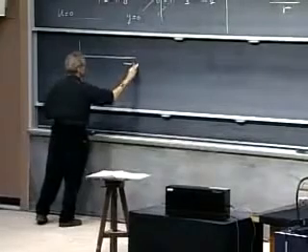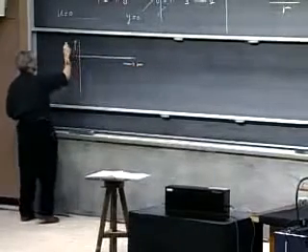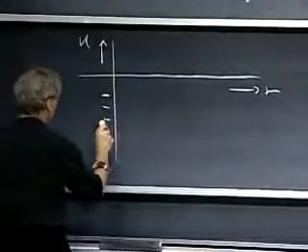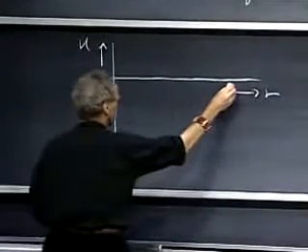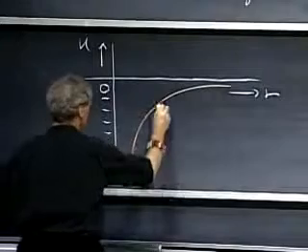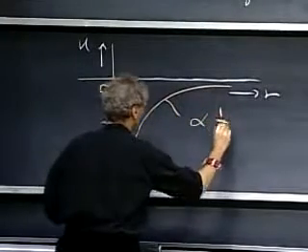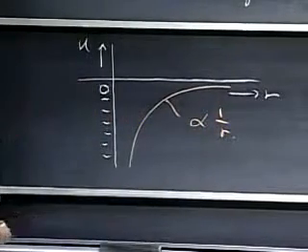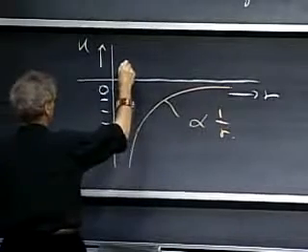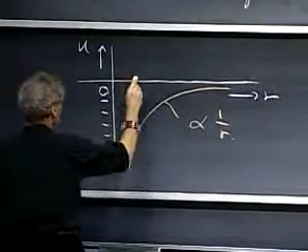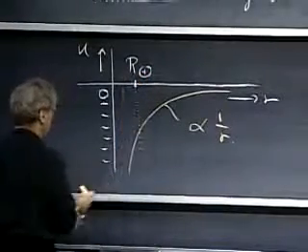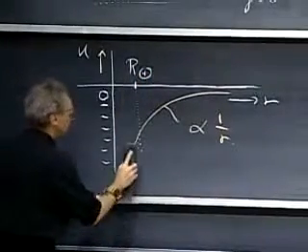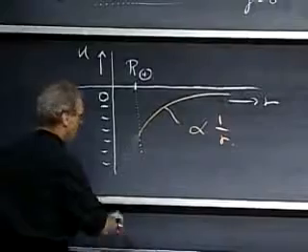This is r. This is increasing potential energy. All these values here are negative. And you get a curve which is sort of like this. This is proportional to 1 over r. Now, of course, if the Earth had a radius which is this big, then this curve does not exist. It stops right here.